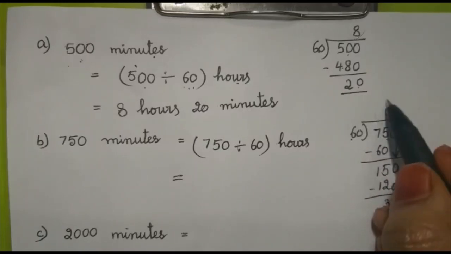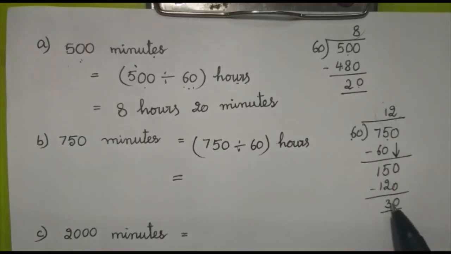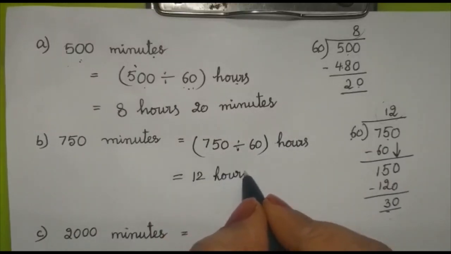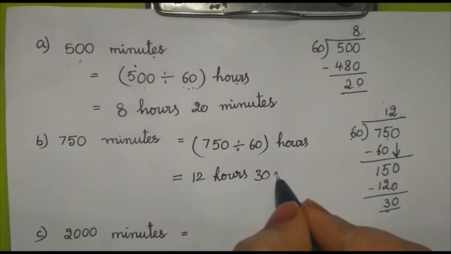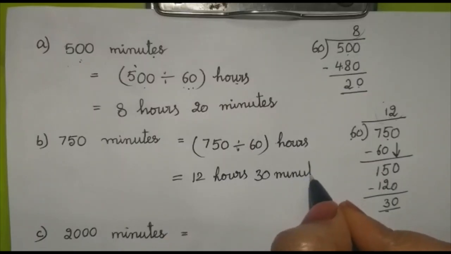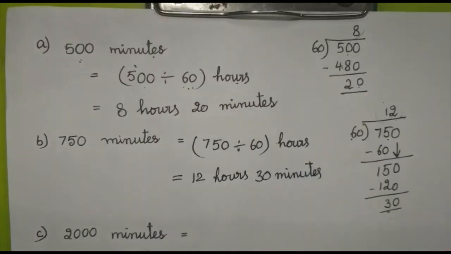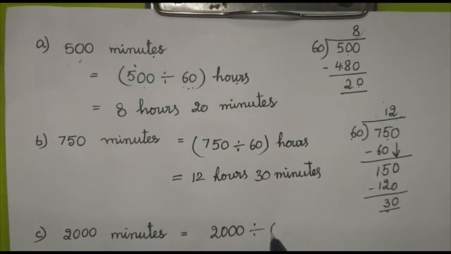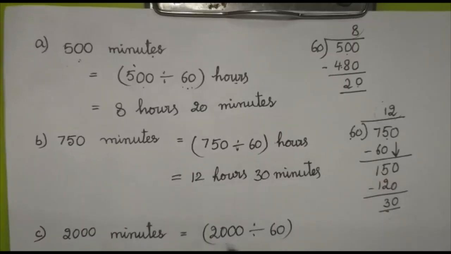So what is the quotient here? 12. What is the remainder? 30. So 12 hours. Yes, how many minutes are left over? 30 minutes. So 12 hours, 30 minutes. Yes children. Now see this one, 2000 minutes. We are converting 2000 minutes into hours. Again which number do you have to take, children? Here also the same number, 60.